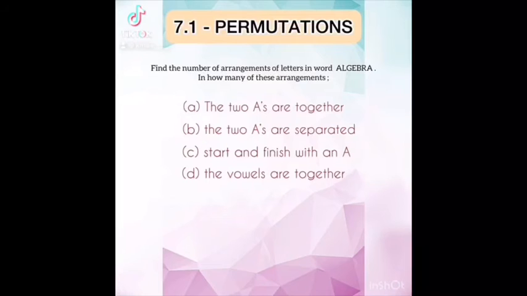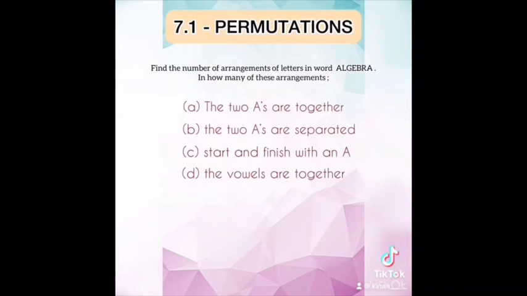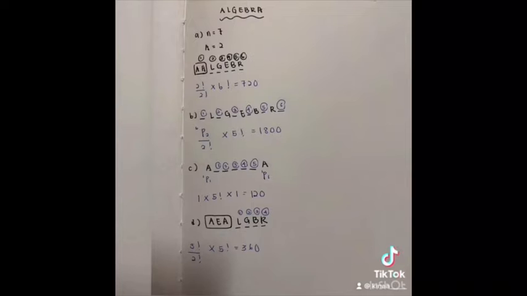7.1 Permutations. Find the number of arrangements of letters in the word algebra. In how many of these arrangements: A, the two A's are together; B, the two A's are separated; C, start and finish with an A; D, the vowels are together.